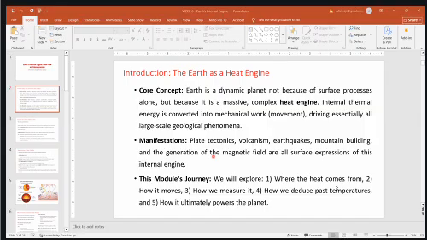So we try to explore where the heat comes from, how it moves, how we measure it, how to deduce past temperature, and how it ultimately powers the planet. So we might not cover everything, but at least do justice. Sources of heat, or Earth's internal heat.